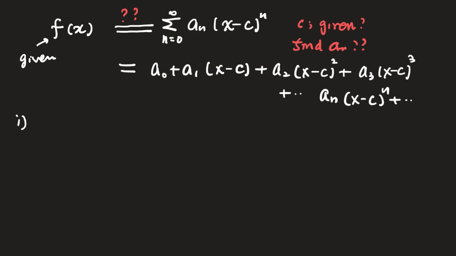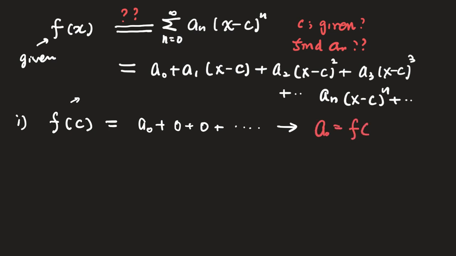So let's just start to find a0 first. First, you want to find a0. You plug in x equals c. You're going to see what's going on here. When we plug in, f of c, we know this value because we know the function f of x. On the right side, you plug in each term: a0 plus (c minus c) is 0, the next term is 0. Everything is 0 except a0. So you find the a0 coefficient is going to be f of c.